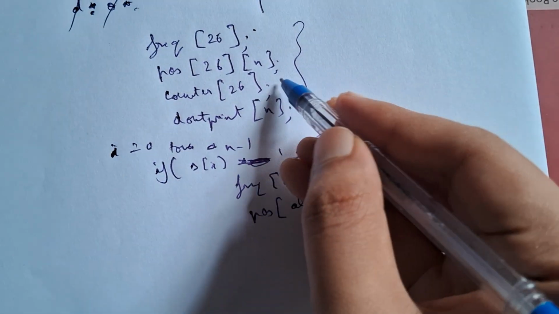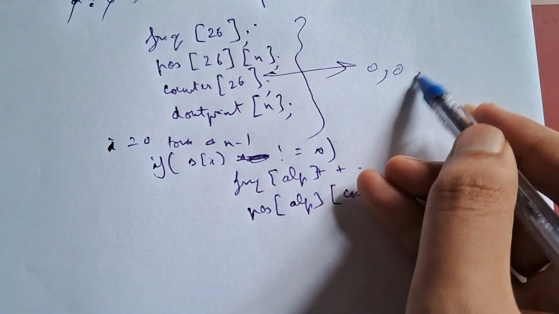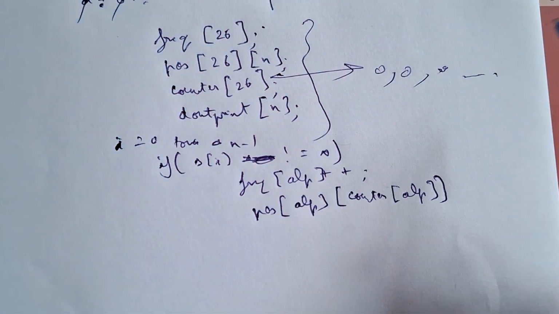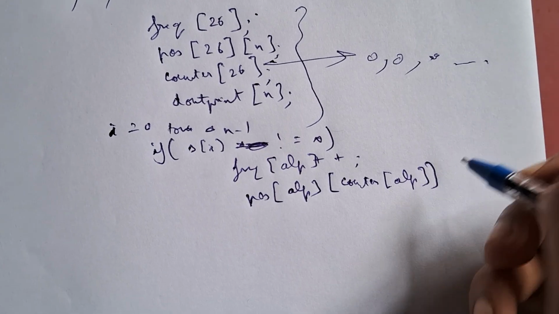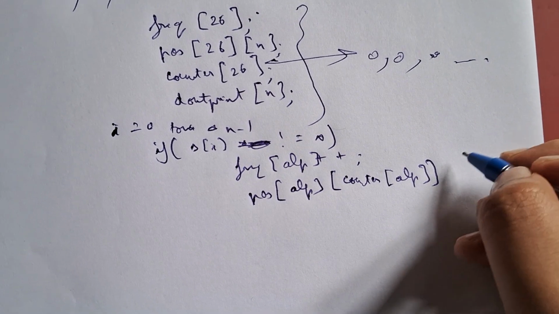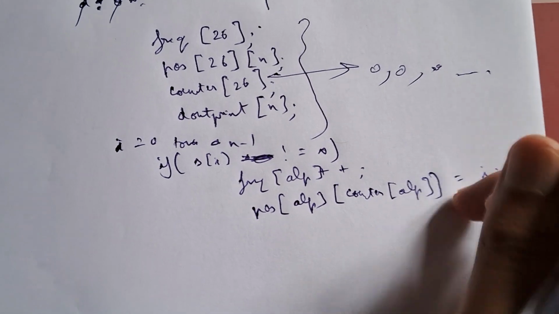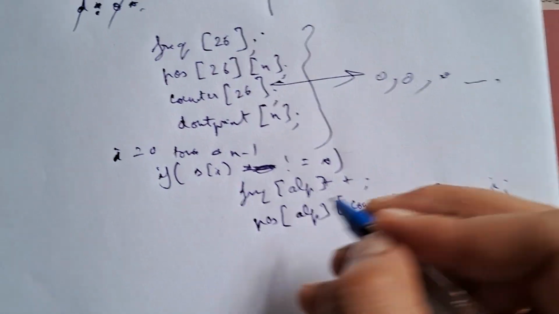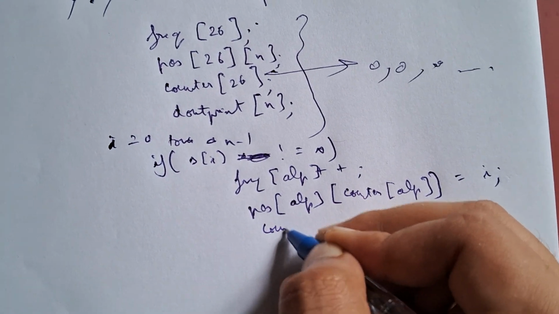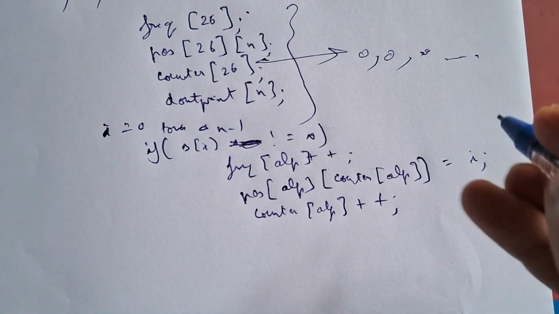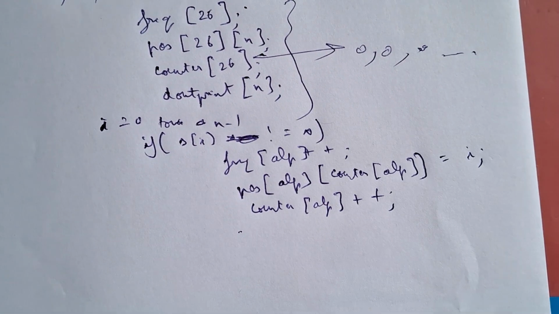Since all of the counters are equal to 0, remember, whenever we are going to do this, we are going to initialize it with 0. So position of the counter of this alphabet is equal to i, that is the place where this alphabet occurs. And once you're done with this, you make the counter of the alphabet plus plus, because the counter of the alphabet is basically equal to the frequency.